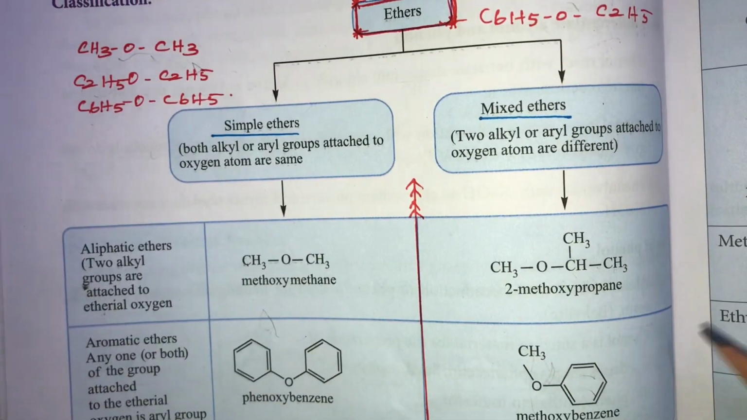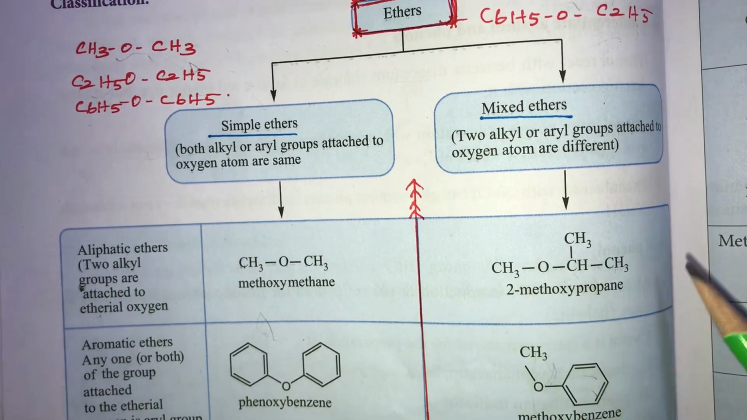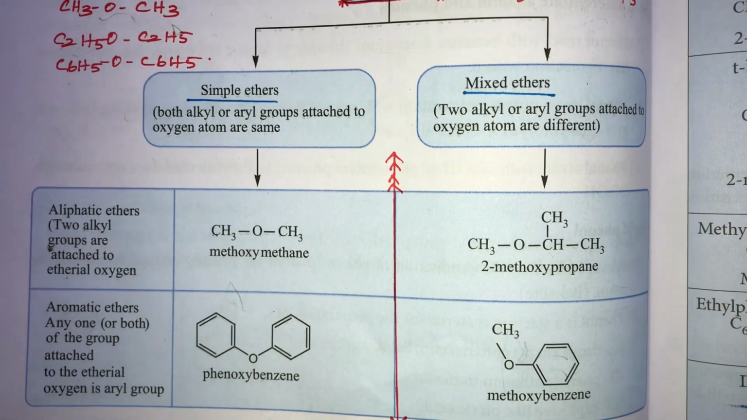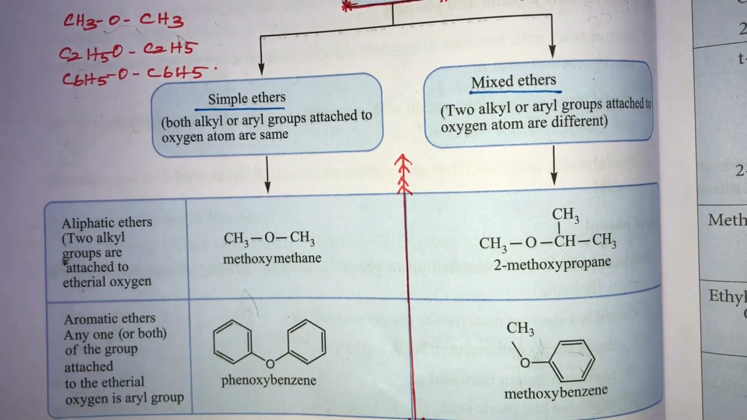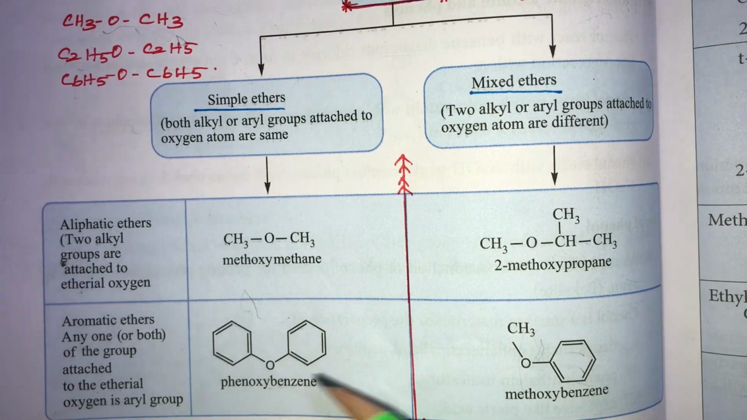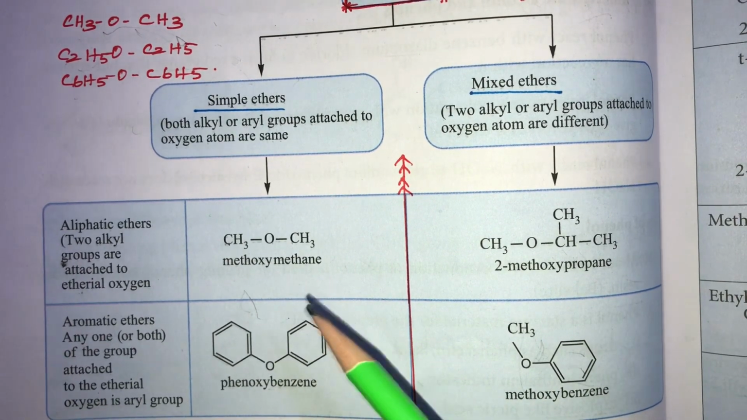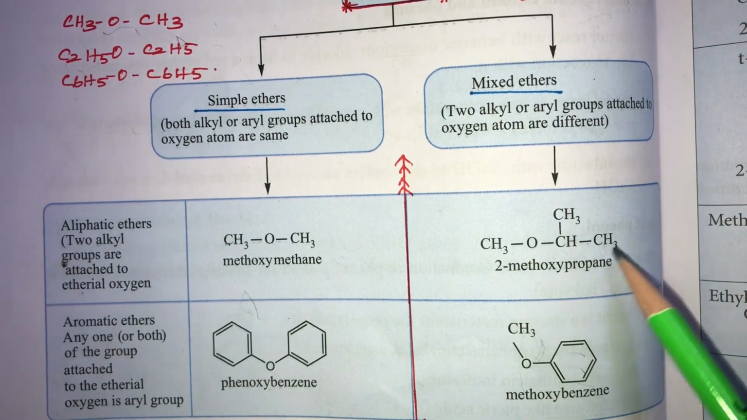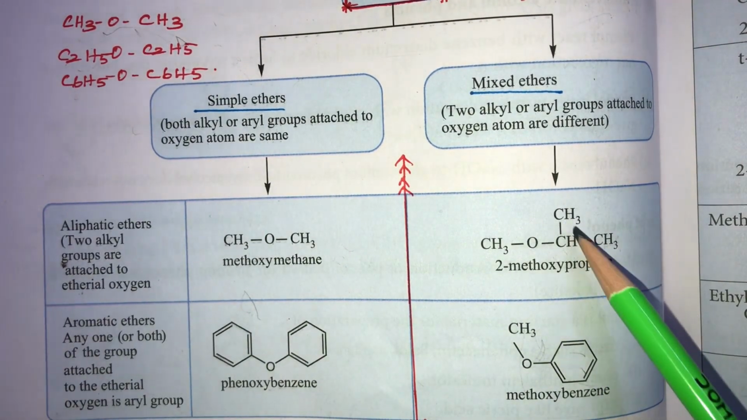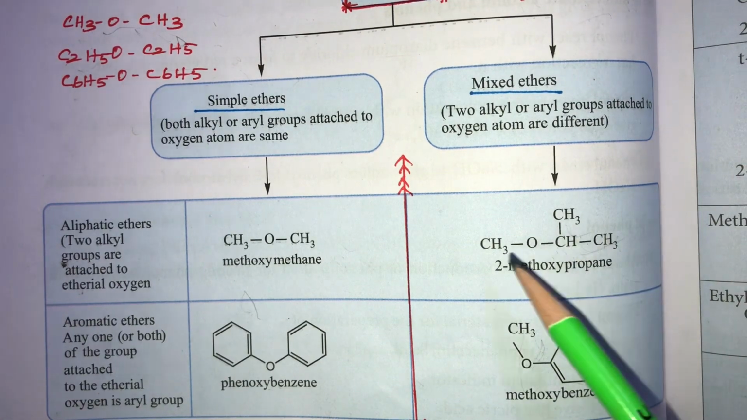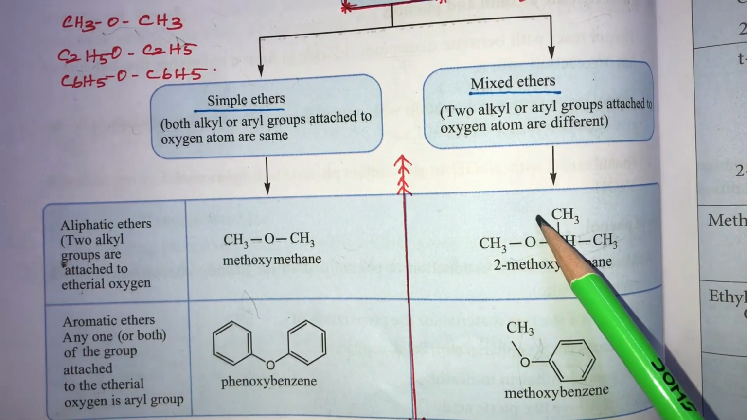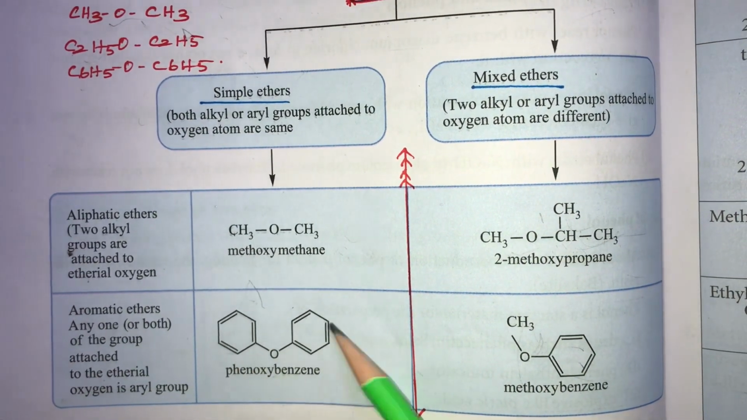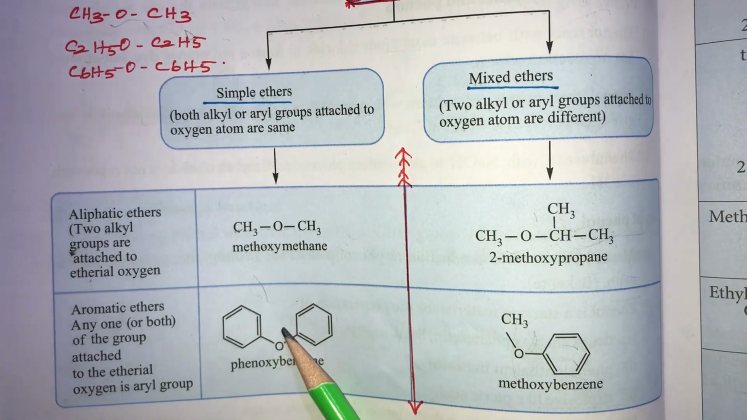Aliphatic ether and aromatic ether. If an ether contains only alkyl groups, it is called an aliphatic ether. Aromatic ethers are those that contain an aryl group, a benzene ring, in the structure. So dimethyl ether, methoxymethane, and methyl propyl ether, or 2-methoxypropane, where in the second position of propane a methoxy group is present, are aliphatic ethers.